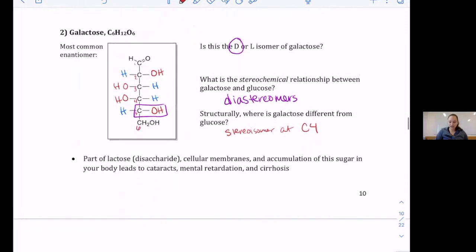So galactose, at least where it's seen in real life a little bit, its most common form is part of lactose. Lactose is a disaccharide. And then additionally, in cellular membranes, galactose is used. Accumulation of the sugar also leads to cataracts, mental retardation, and cirrhosis.